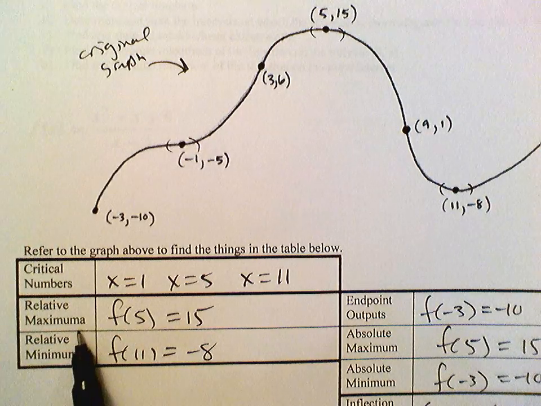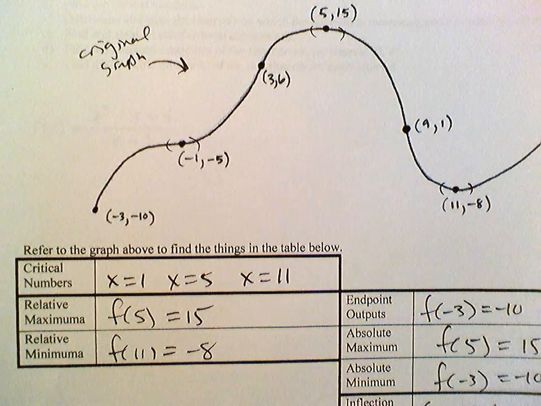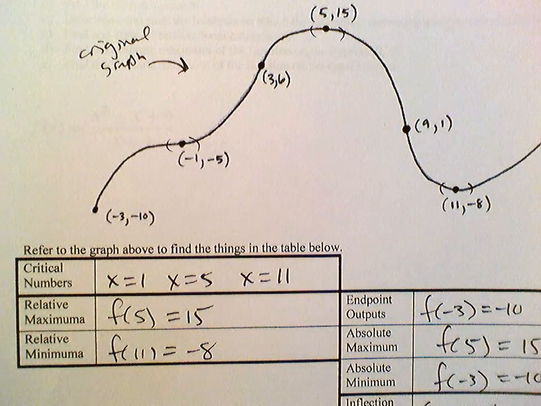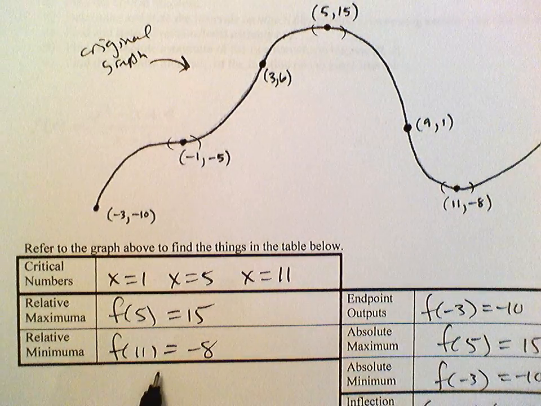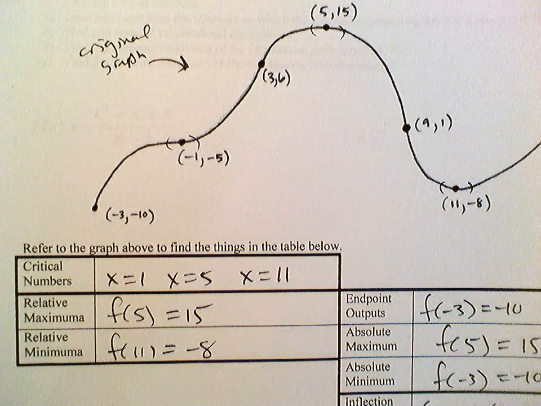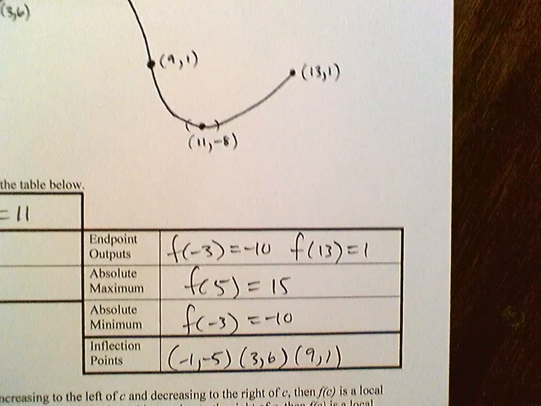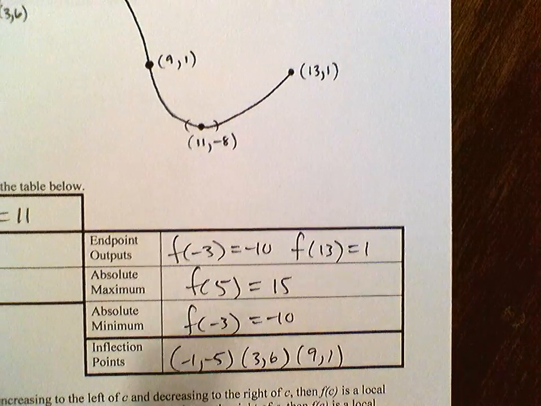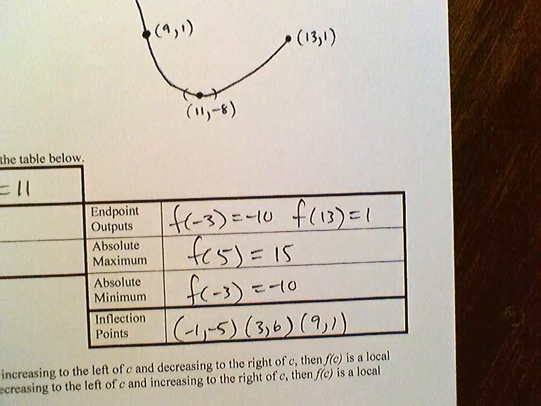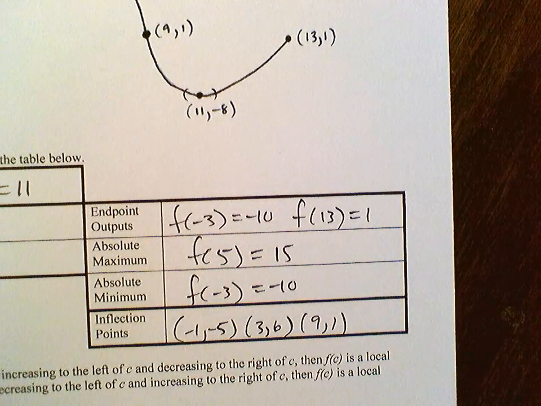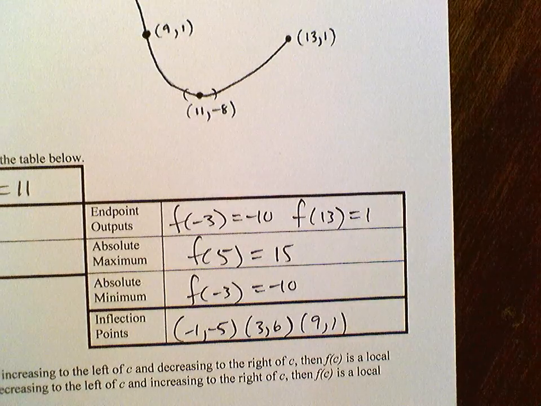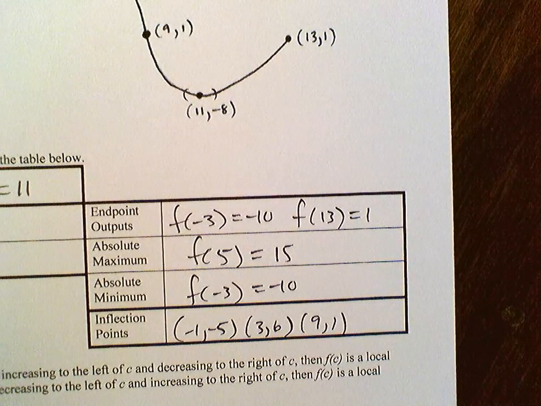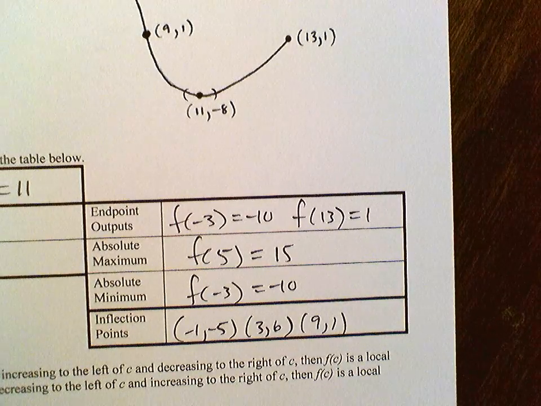Relative maximums are going to be points that have the highest y values within an interval on the graph. Minima, lowest y value within a certain small interval close to the point. Endpoint outputs, and the reason why we find the endpoint outputs is because when we're determining absolute maxes and mins, the highest and lowest points overall, not just within a neighborhood around them, then you have to take the endpoints into account. At no other time do you take endpoints into account, only for absolute maxes and mins.